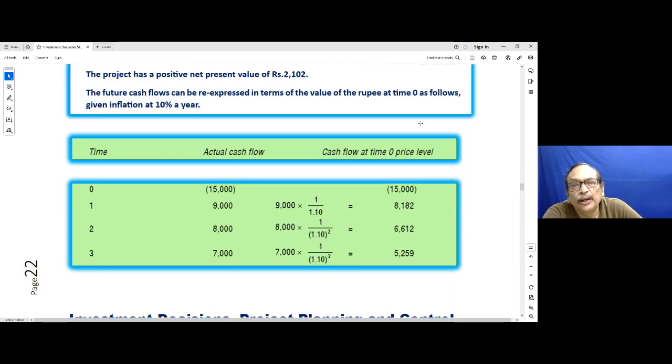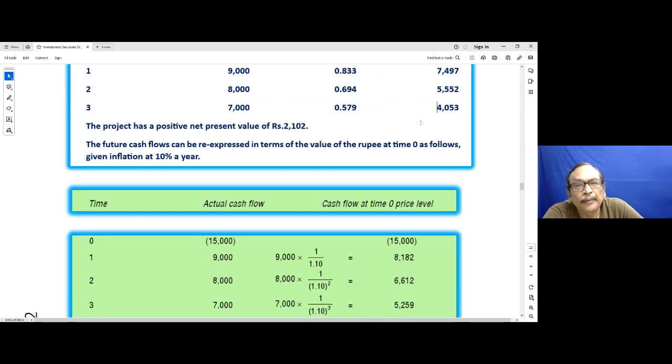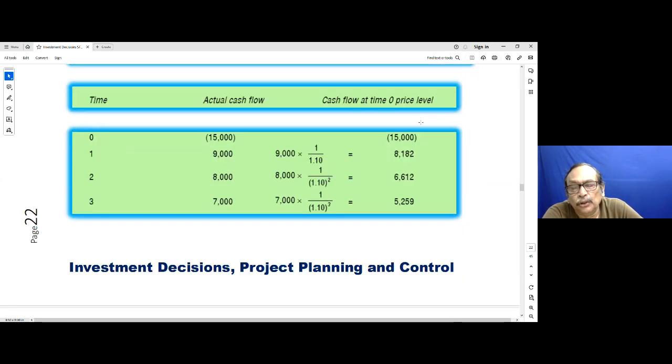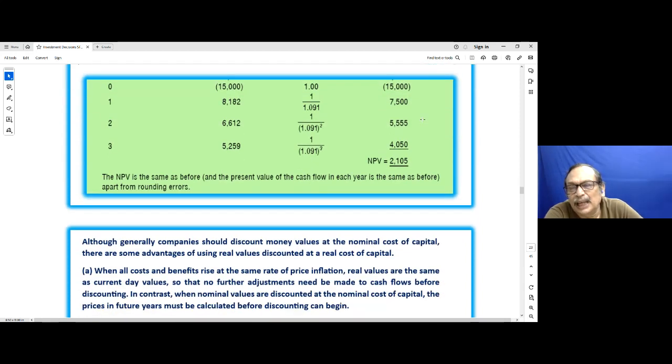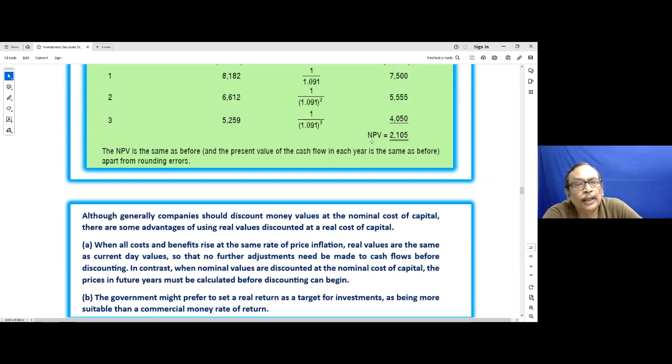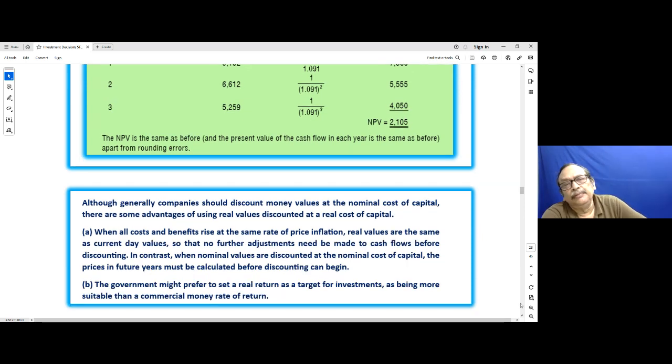Now you see this NPV that we have got earlier, that is 2,102. This is calculation rounding off. NPV is 2,105. The NPV is the same as before, and the present value of the cash inflow in each year is the same as before, apart from rounding errors.